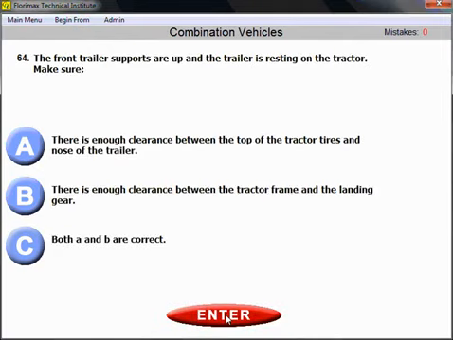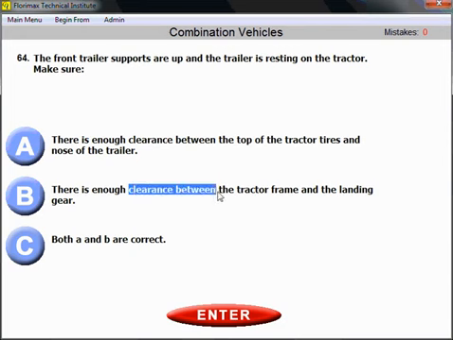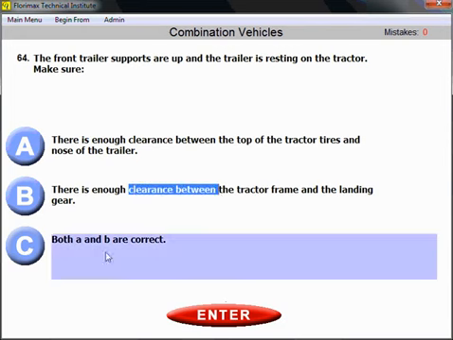Okay? Question number 64. The front trailer supports are up and the trailer is resting on the tractor. Make sure, when you see that, you need to check enough clearance between the top of the tractor tires and the trailer. So both clearances, A and B, are correct, because that's what you need to check.